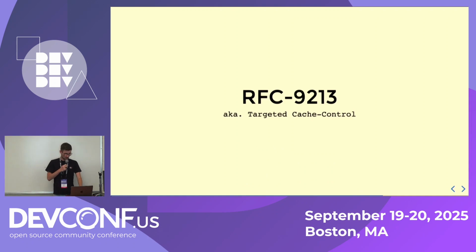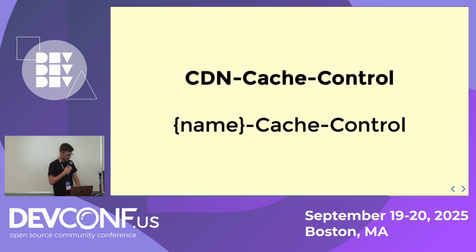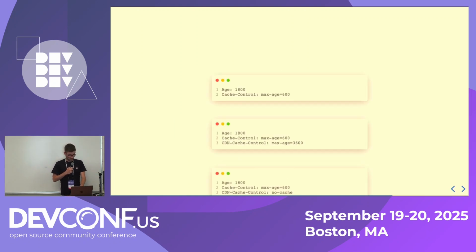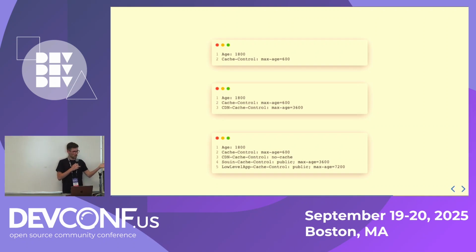Okay, so there is also the targeted cache control, another header. The CDN cache control, that is on all your CDN, so Akamai, Fastly, etc. And what we will do with this is to define a new cache control header that will say, okay, in my Swan cache control, I will store it for 1 hour. And in my low-level cache control, I will store it for 2 hours, etc.